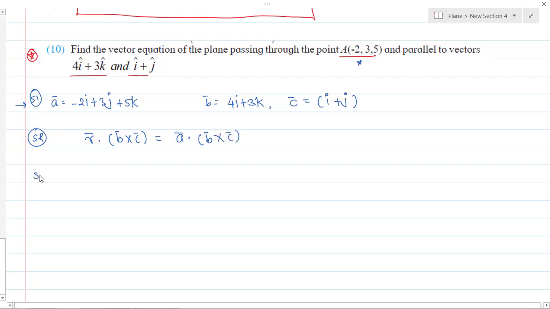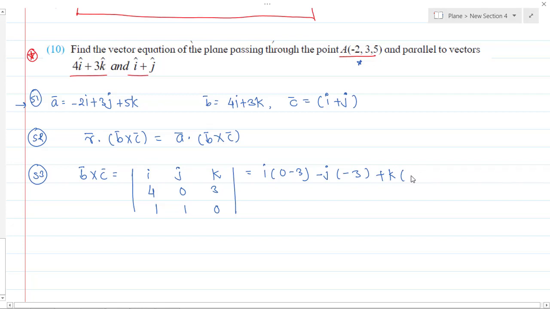So for this, first we have to find out b bar cross c bar. So b bar cross c bar is nothing but the determinant with rows i j k, 4 0 3, and 1 1 0. Let's open this. We have i into 0 minus 3, minus j into 0 minus 3 again, and plus k into bracket 4. So it's minus 3i, minus minus plus 3j, and plus 4k. Okay, this is what I get as b bar cross c bar.